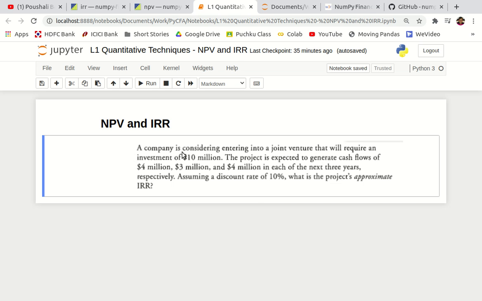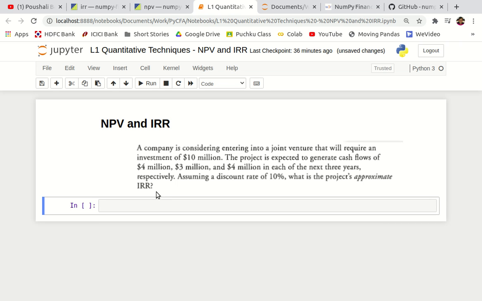A company is investing $10 million in year 0, beginning of year 0. The project expects to generate cash flows of 4 million, 3 million and 4 million in the next 3 years. They have told us the discounting rate, which is 10%. We'll figure out what is the NPV and the IRR for this project.